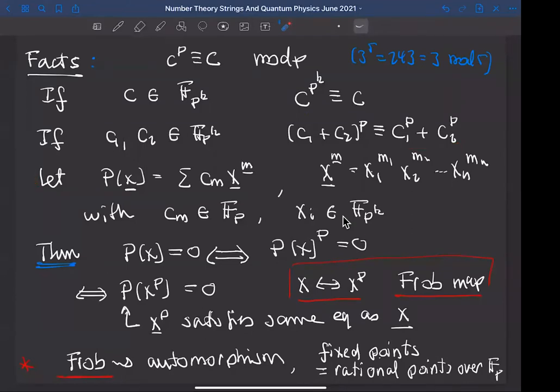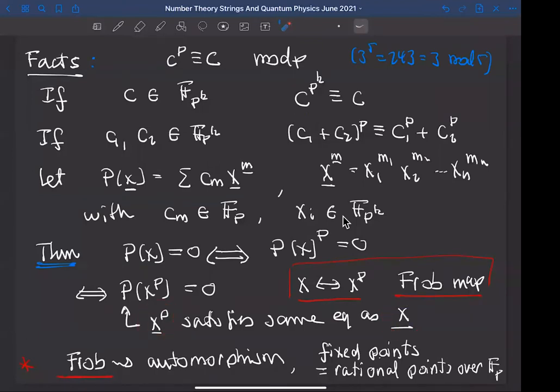So now let's go back to those polynomials. Let's take a generic polynomial with coefficients in front of some monomials. The coefficients, of course, are in F_p, and we allow x_i, the solutions, to be in a finite field. So then, of course, solving for P equals zero gives you the same as solving for P to the prime p equals zero. And because of this property, that's the same as the polynomial evaluated at x to the p. So that means that x to the p satisfies the same equation as x.